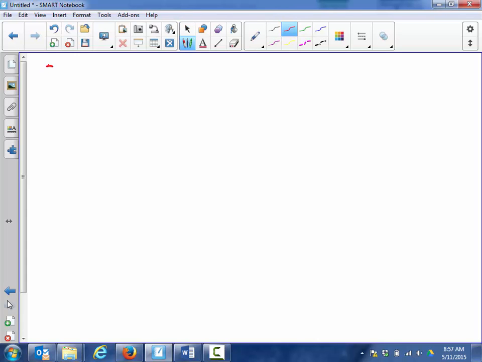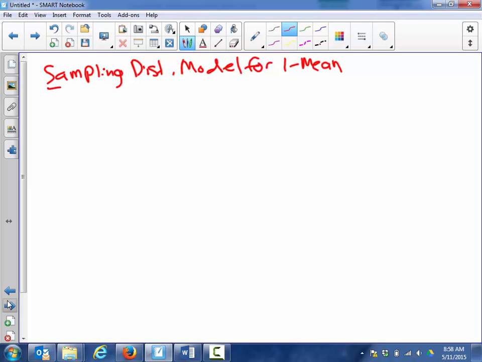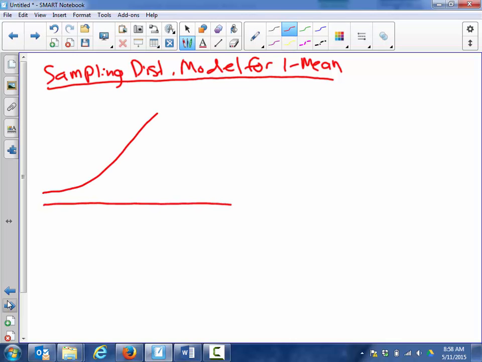All right, so let's take the jump to means. Let's look first at the sampling distribution model for one mean. Whether or not we use the normal bell curve or the t-distribution hinges upon whether or not we know the population standard deviation that these sample means are coming from.